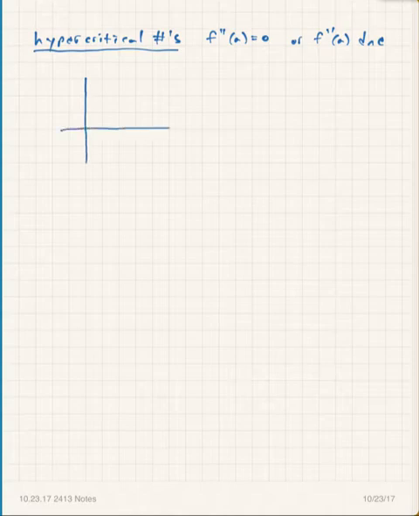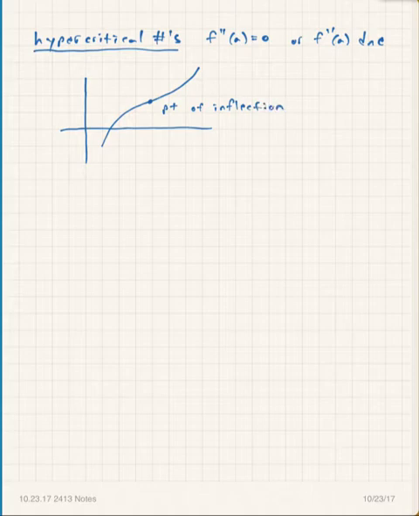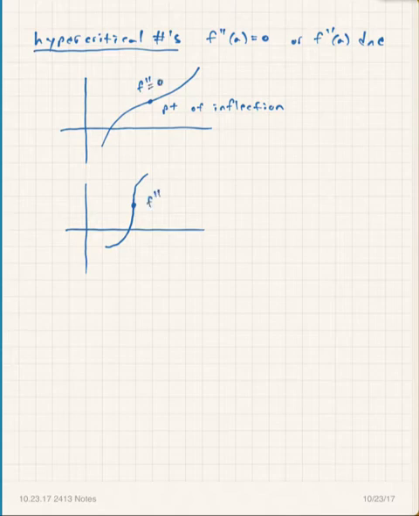pictures that look something like these right here. You get a graph, for example, that has a change in the concavity right here, right? This is a point of inflection right here. Right, and you also can get a point of inflection like this. Right, and then in this problem, we would get that the second derivative is equal to 0 at that point. In this one, we would get that the second derivative does not exist. But in either case, you get a point of inflection.